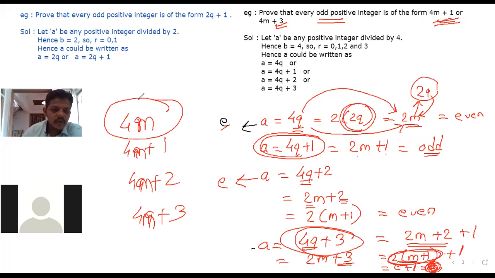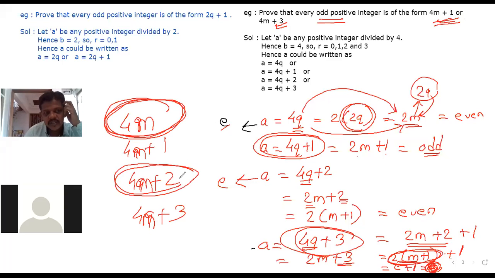A multiple of 4 we know is an even number. Even plus 2 is also an even number. Any even number plus 2 is an even number. So these two become even. Even plus 1 becomes odd, and even plus 3 also becomes odd. So 4m plus 1 and 4m plus 3 become the odd integers. Are you understanding?